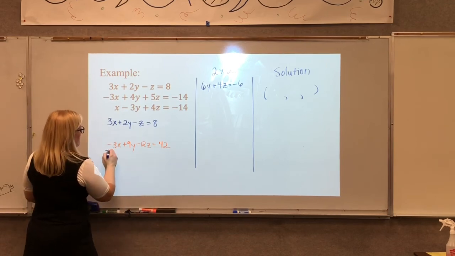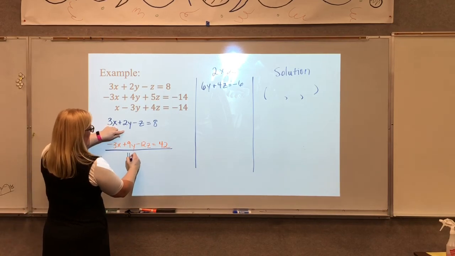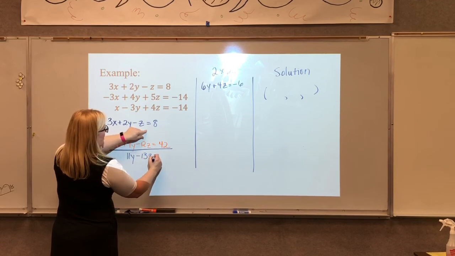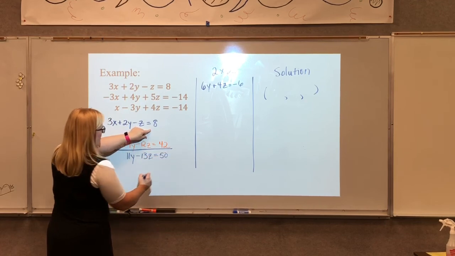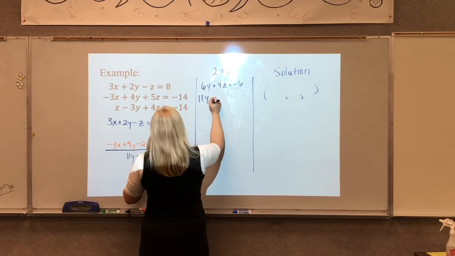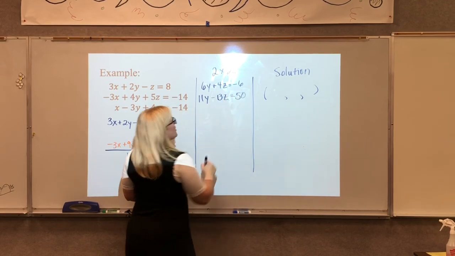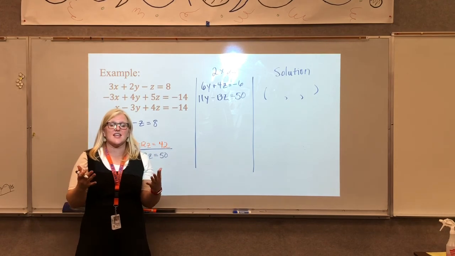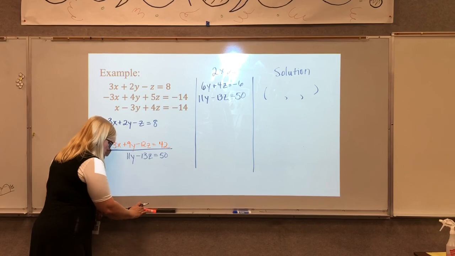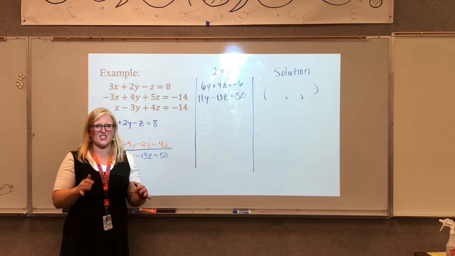Okay, now I'm going to add these together. The x's drop out. This is 11y. This is minus 13z equals 50. Okay, so now I'm going to bring this over here. And here is my new system, and we just did these, so you know how to do these. Okay, I need to finish this problem on the next video. I hate to do that, but I've got to finish it on the next video.